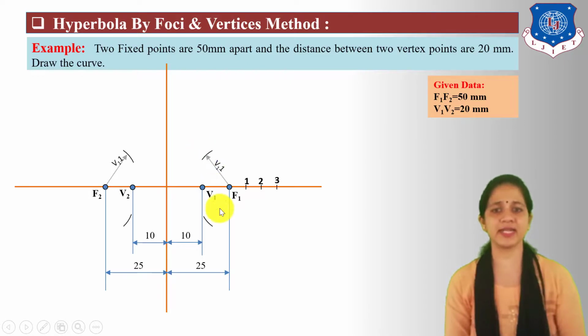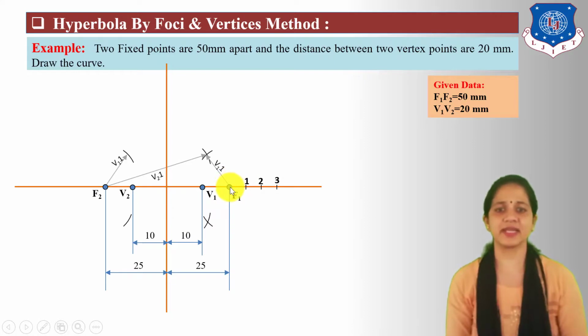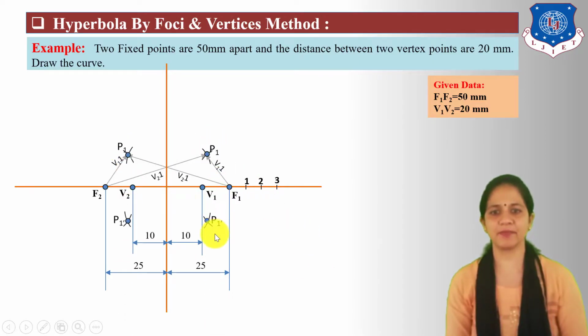Now for intersecting point of these four arcs, take radius V2-1, center F2 and cut right side quadrant 2 arcs. Take same radius, select center F1 and cut left side quadrant 2 arcs. Mark locus points at intersecting points of 2 arcs: P1, P1 dash, P1, P1 dash.